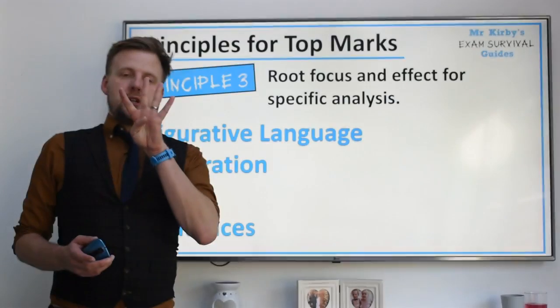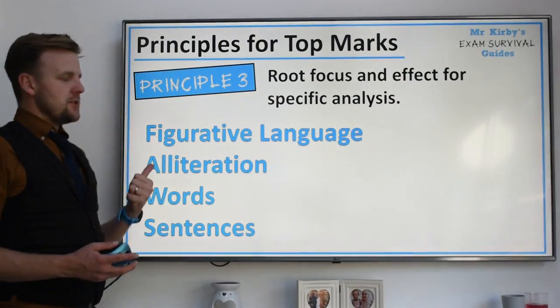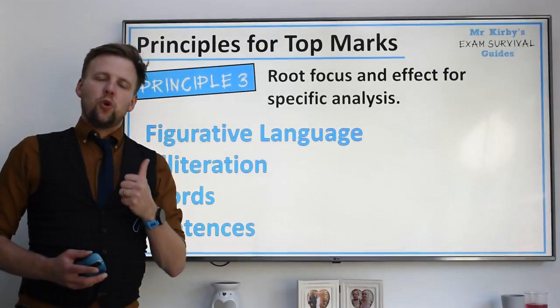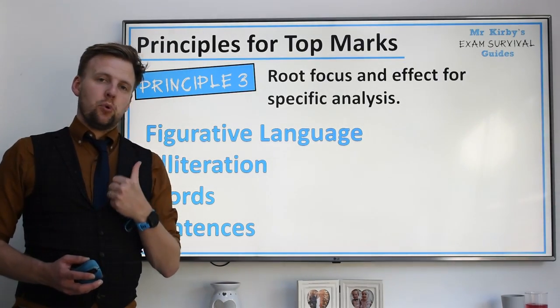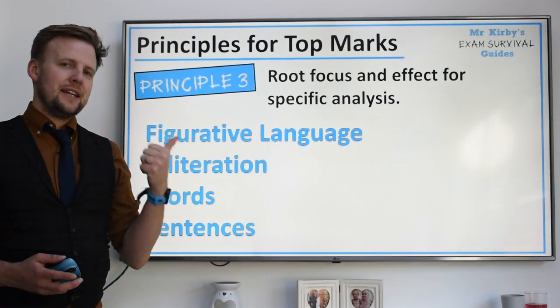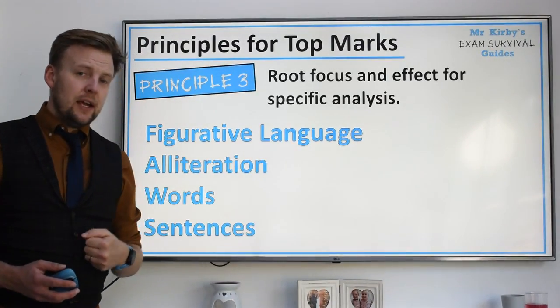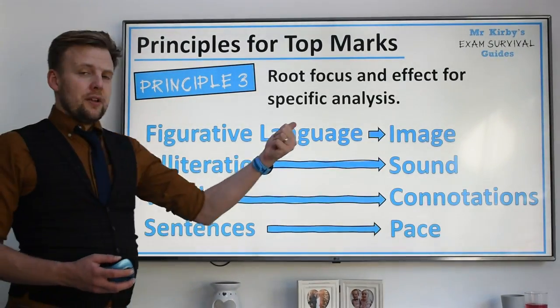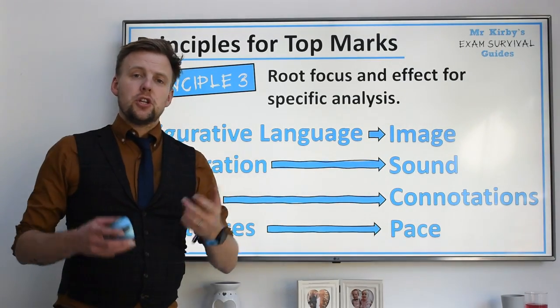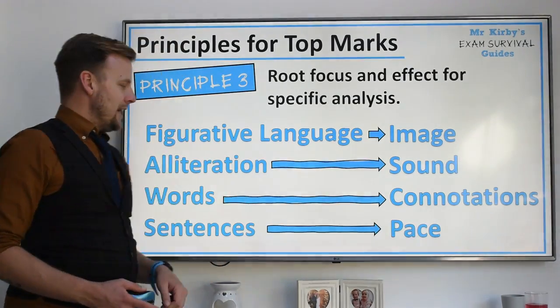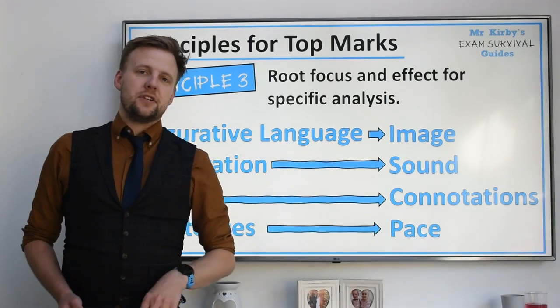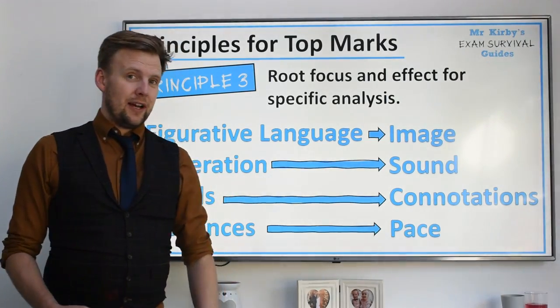The last principle is to do with the language methods that we're going to be talking about. I teach my students there are 4 groups of methods, these ones here on the board. Now these 4 groups of methods are really important because depending on what the method is, that indicates the specific effect that the writer has tried to create. If they have chosen, for example, a particular piece of figurative language, they've done that to put an image in the reader's head. If they've chosen a particular piece of alliteration, it's because of the sound that it creates.